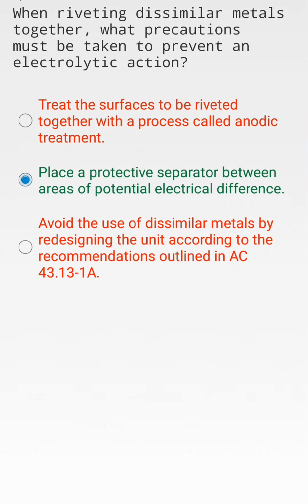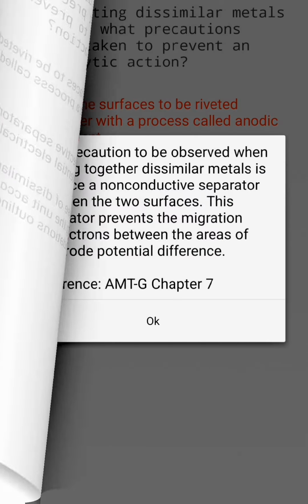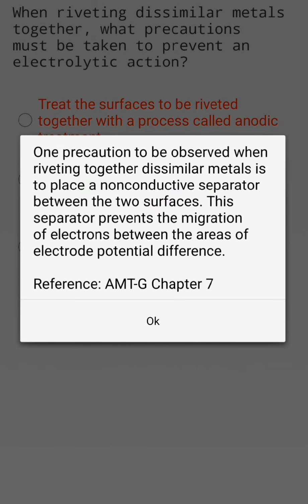When riveting dissimilar metals together, what precautions must be taken to prevent an electrolytic action? Place a protective separator between areas of potential electrical difference. One precaution to be observed when riveting together dissimilar metals is to place a non-conductive separator between the two surfaces. This separator prevents the migration of electrons between the areas of electrode potential difference.